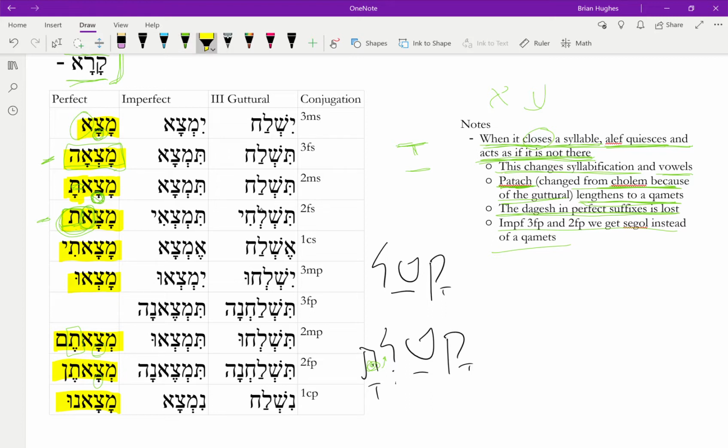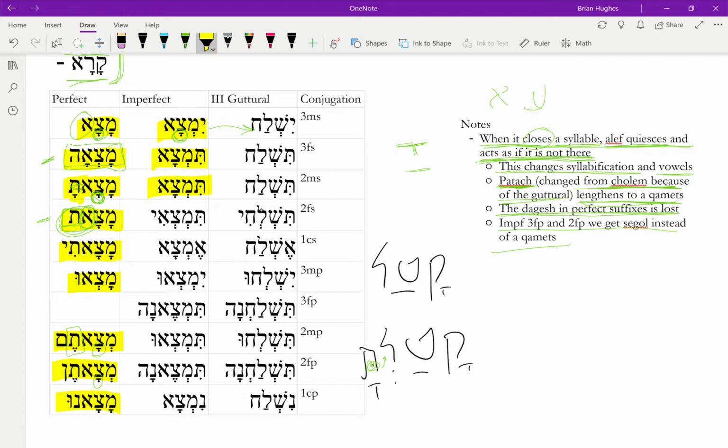Okay, in our imperfect, we get yimtza, and so the difference here is that you get the kamets instead of the holum you normally get, but because this is a third guttural, it's going to change it to an A-class vowel. So normally it would be a patak, as we see over here with shalach. We've already talked about that in chapter 11 when we introduced the imperfect conjugation. But here we get this lengthening of the patak to a kamets because the aleph is quiescing.